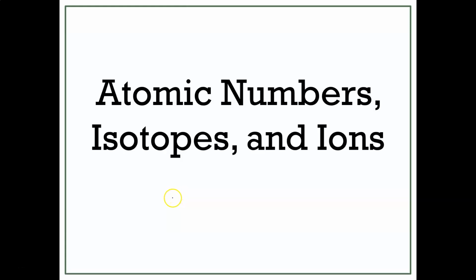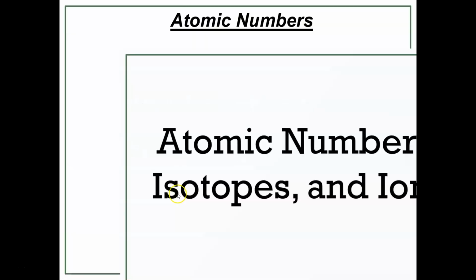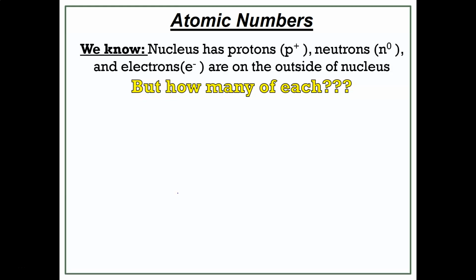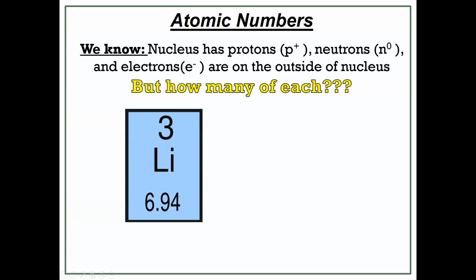Hi everybody, this video is going to be about atomic numbers, isotopes, and ions. So we already know that an atom has a nucleus, which has protons and neutrons in it. The electrons are on the outside of the nucleus, but this lesson about atomic numbers is going to be looking at how many of each of those particles we have.